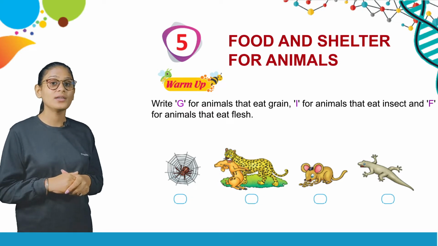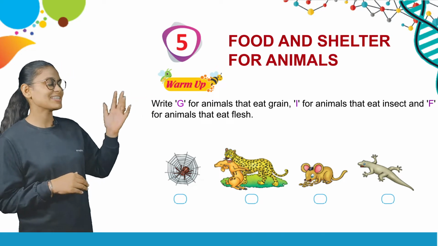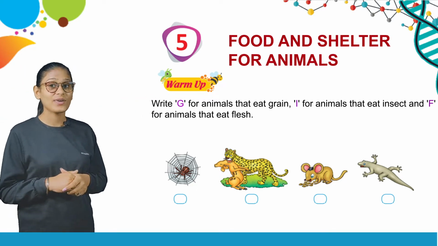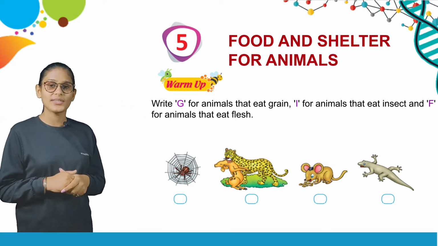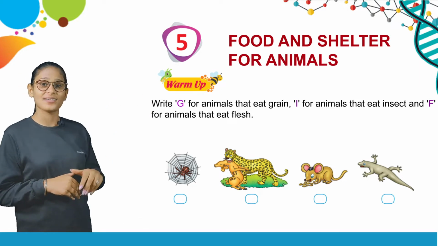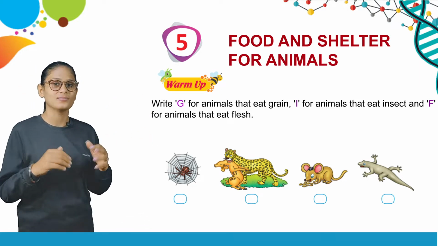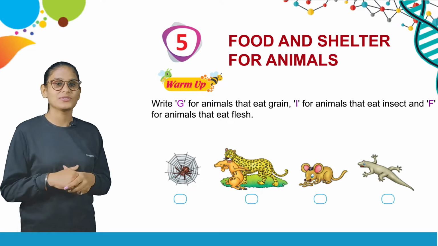And the third one, there is a mice. And what does it eat? It eats grains. And the last one is lizard. What does it eat? It eats insects. So write I here. Now we will start our chapter.